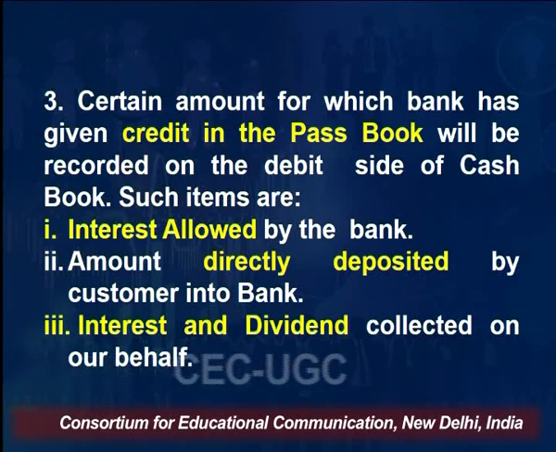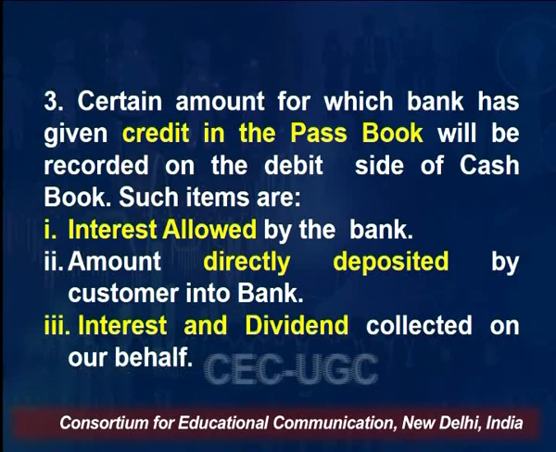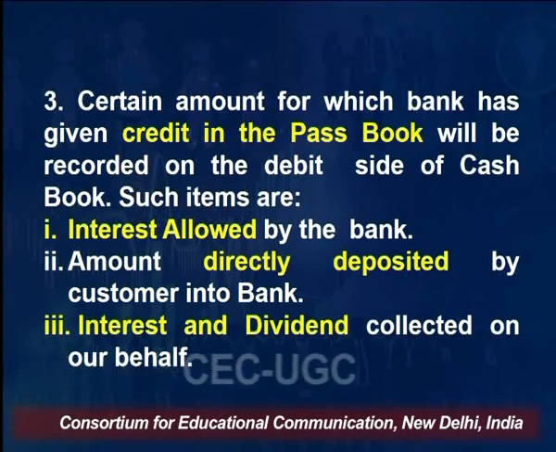Such items are interest allowed by bank. If bank has recorded some items but we forgot to record those items, because it happens that there is an entry of interest, or any amount which is directly deposited by the customer, or any interest and dividend is given. So in all these cases, these are the transactions which are done by the bank, but we forgot to record all these transactions in the cash book. So all these items will be recorded in the amended cash book.